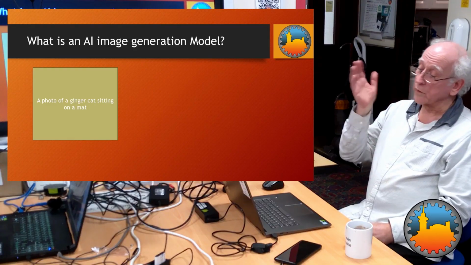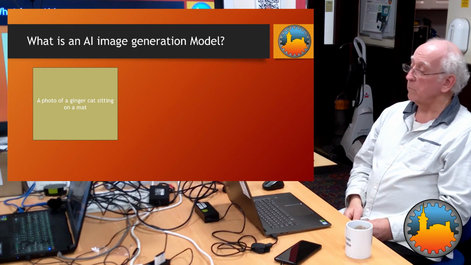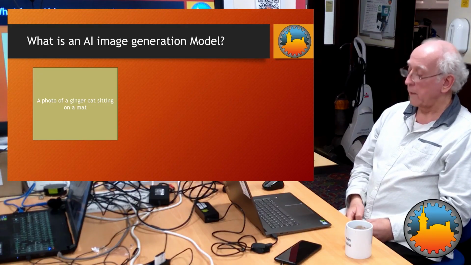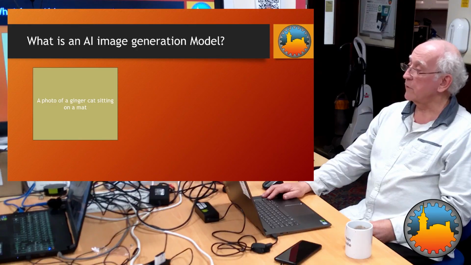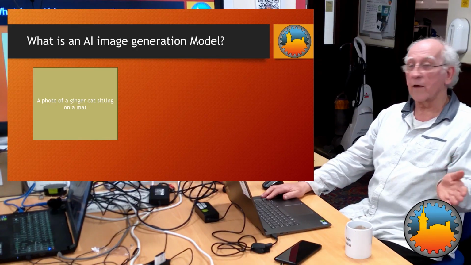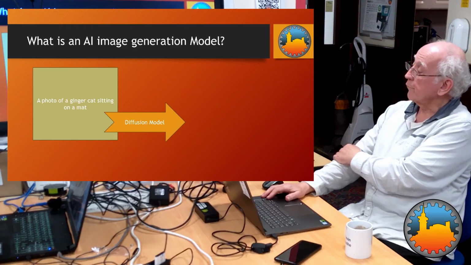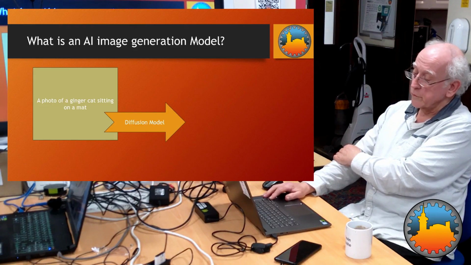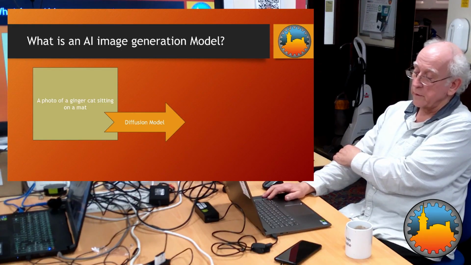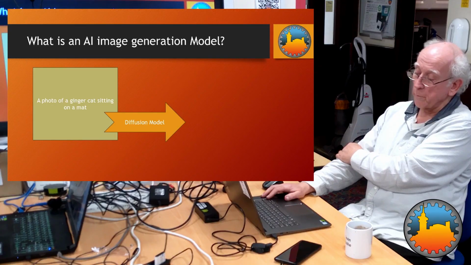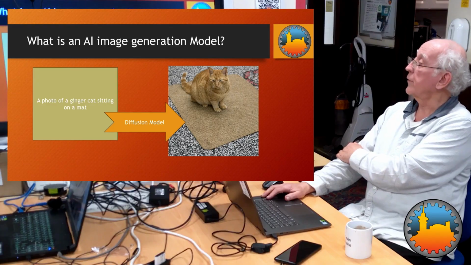So what is an image generation model? Basically it's something where you can give it a piece of text. So for example, I can say I want a photo of a ginger cat sitting on a mat. I'm going right back to school, aren't I, with a cat on the mat. And then we use this thing called the diffusion model. The reason it's called a diffusion model is because the process is known as diffusion. The first diffusion model that came out was called Stable Diffusion, but there are lots of different models now. Stable Diffusion is still quite popular, but it will generate a cat on a mat.